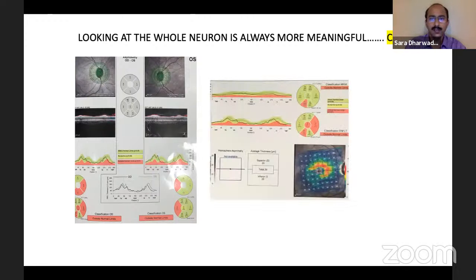Now add to this image the imaging of the disc analysis, RNFL analysis, and a macula analysis. With all these three, you see the entire strip of the neuron ending in the optic nerve head, and this makes the entire analysis more meaningful. So any machine that is not giving you this particular component is not going to give you the correct amount of information to make the right decision in glaucoma treatment.